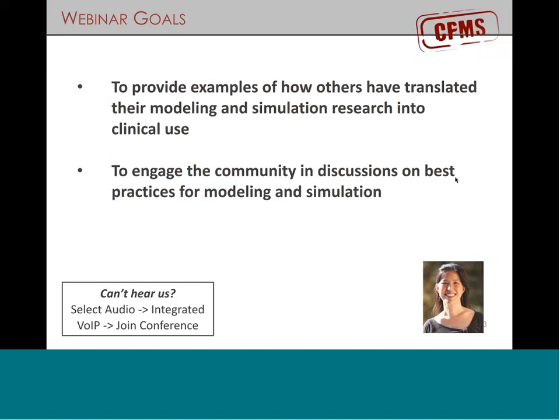We hope that this webinar is going to help us move towards that goal. There are two main goals. One is we hope that providing examples of how others have translated their modeling and simulation research into clinical use, we can begin to identify different pathways and guidelines to help others achieve similar results. And secondly, we hope that these webinars engage the community in discussions about best practices for modeling and simulation, particularly in terms of adoption within healthcare.